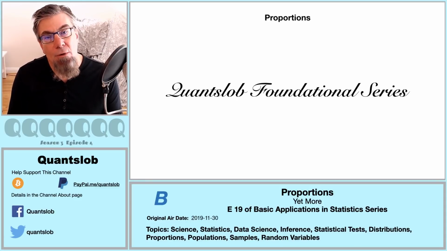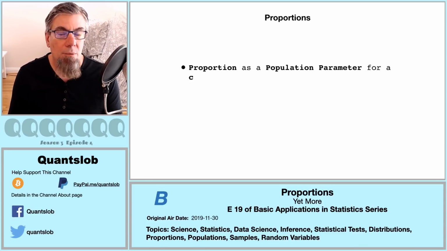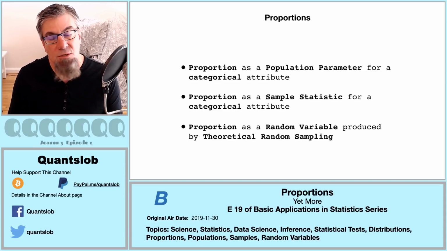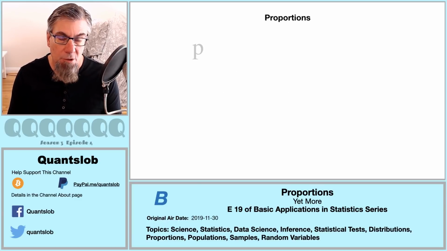Anyway, back then we learned, among other things, that from a data science perspective, we may think of proportions as arising in at least 3 different settings. We can talk about a proportion as a population parameter. We can also talk about a proportion as a sample statistic, and also as a random variable implicated by theoretical random sampling. This last setting is quite a bit more challenging to grasp than the other 2, but with familiarity comes understanding.